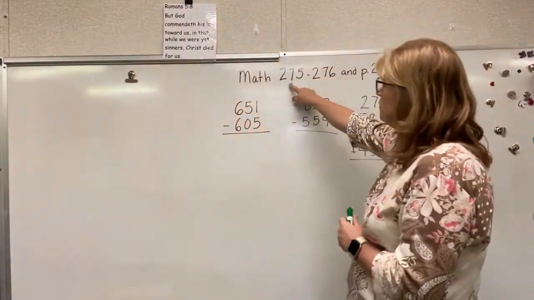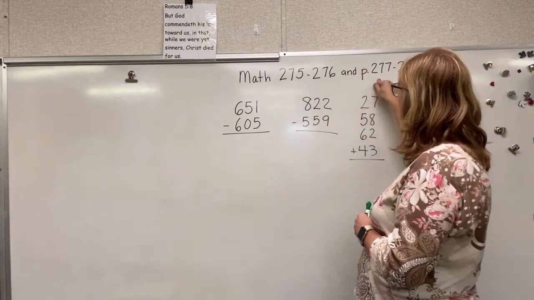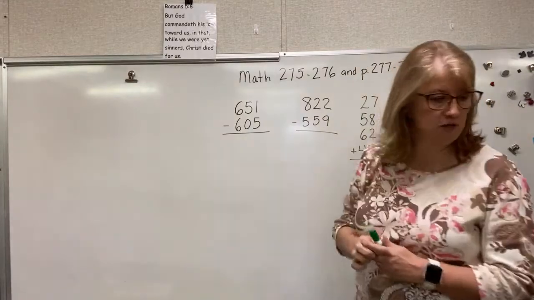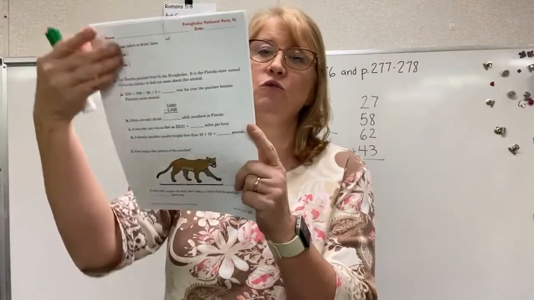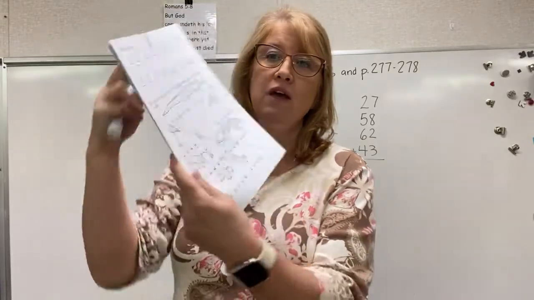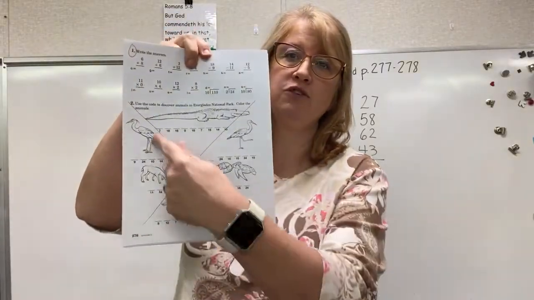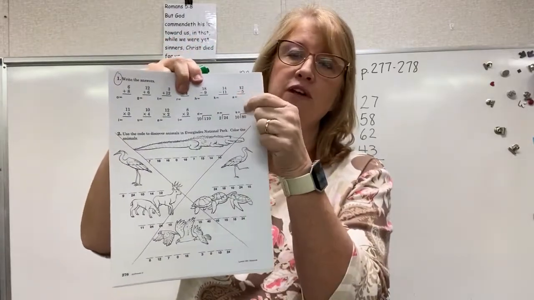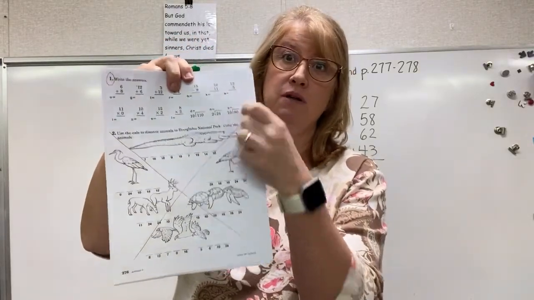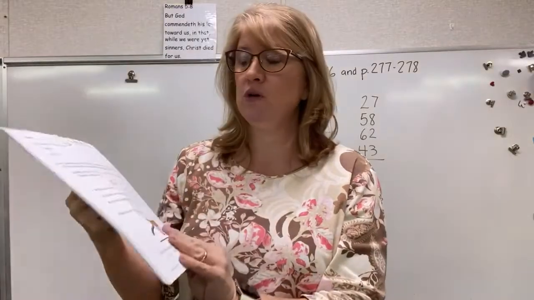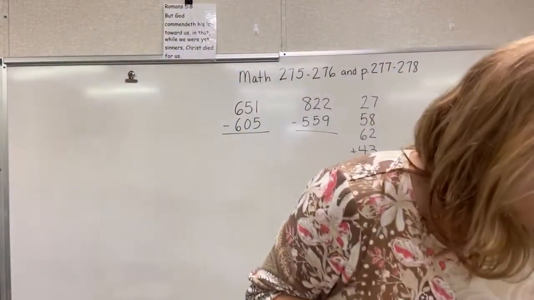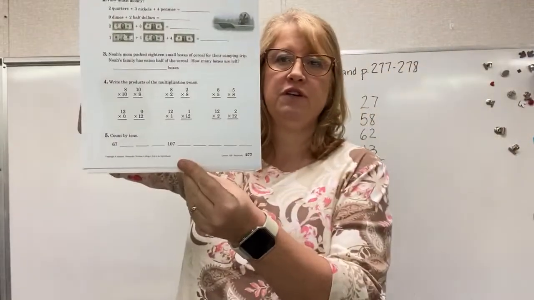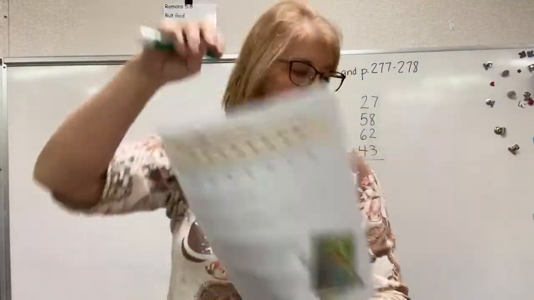The first one will be 275 and 276, and 277 and 278 will be the second one. The first one is this. You will do this. And on the back, you have a big red X. You do not have to do that, but you do have to answer the problems on the top. So do that. And then we're going to go over 277 and 278.